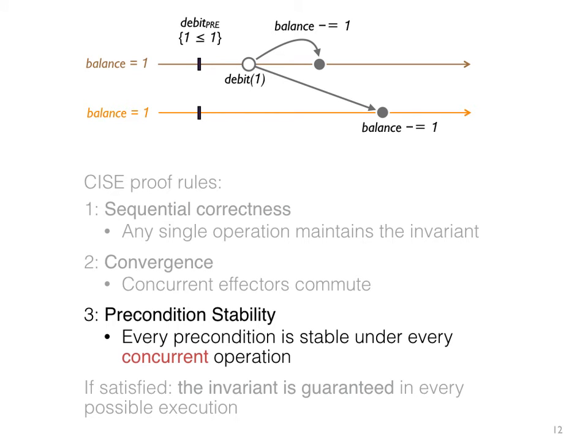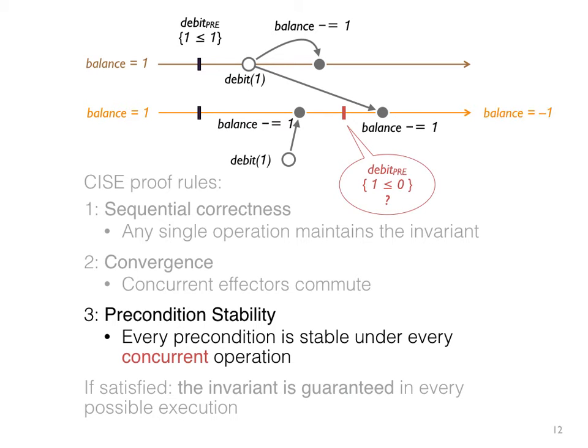The slide here now illustrates the counterexample. The balance was initially 1, precondition to debit of 1 is okay. However, concurrent debit of 1 makes the balance 0, and therefore the precondition of debit is not stable. If we continue, now the invariant is false. How can we fix the problem?